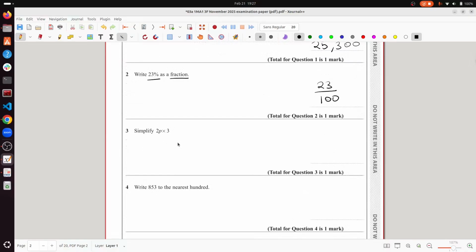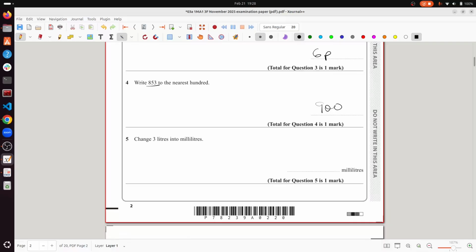Simplify 2p times 3. So what we do here is 2 times 3 is 6. Put on a p. Another way you can think about it is 2p, 3 times of that. So 2p, 2p, 2p, and in total we have 6p. So that's how you can think about it.